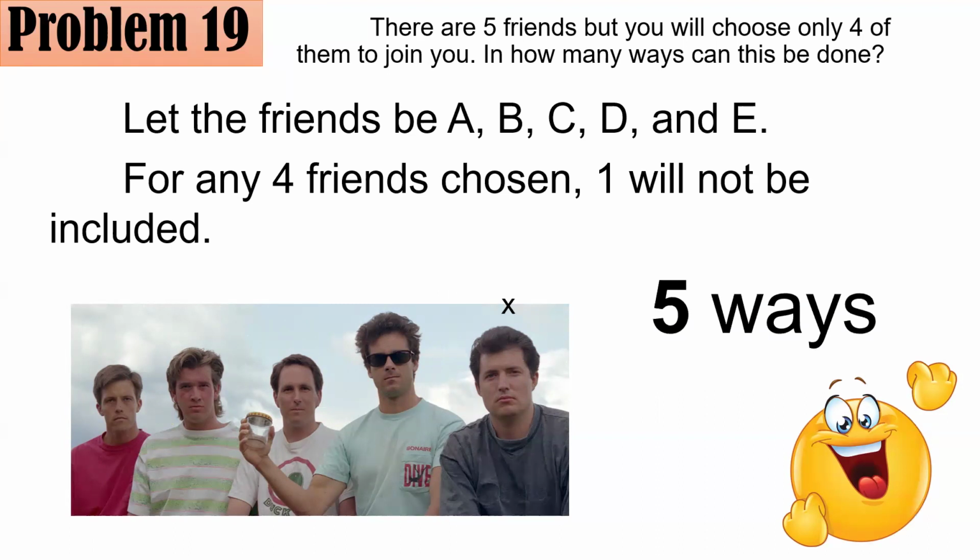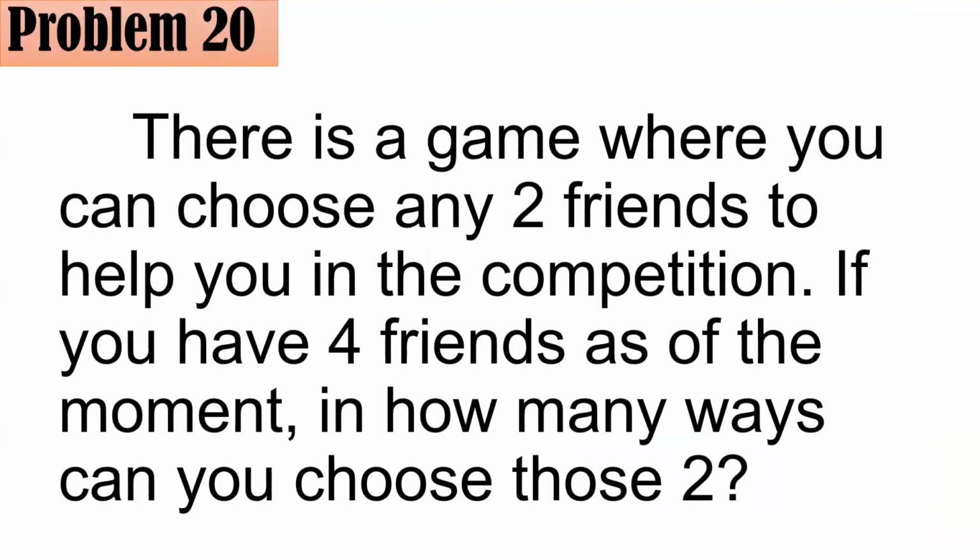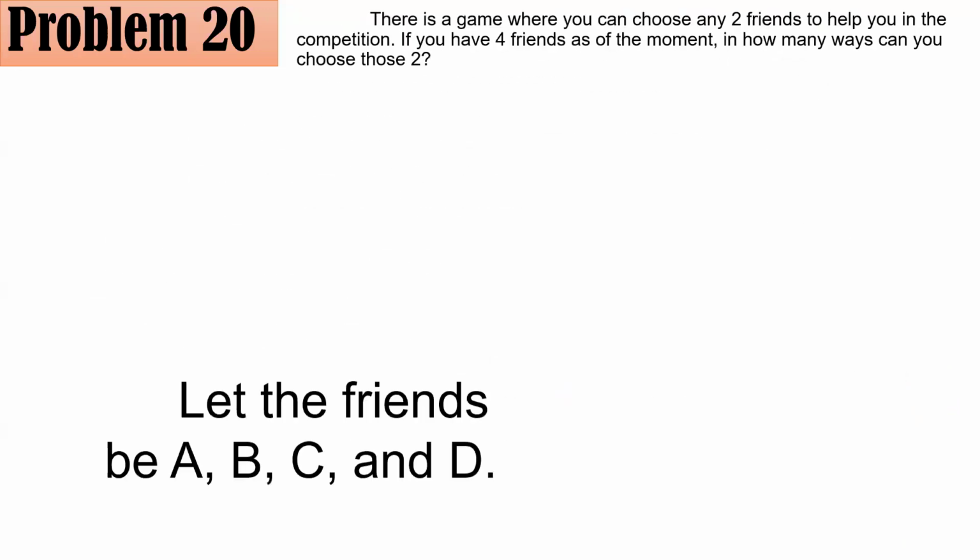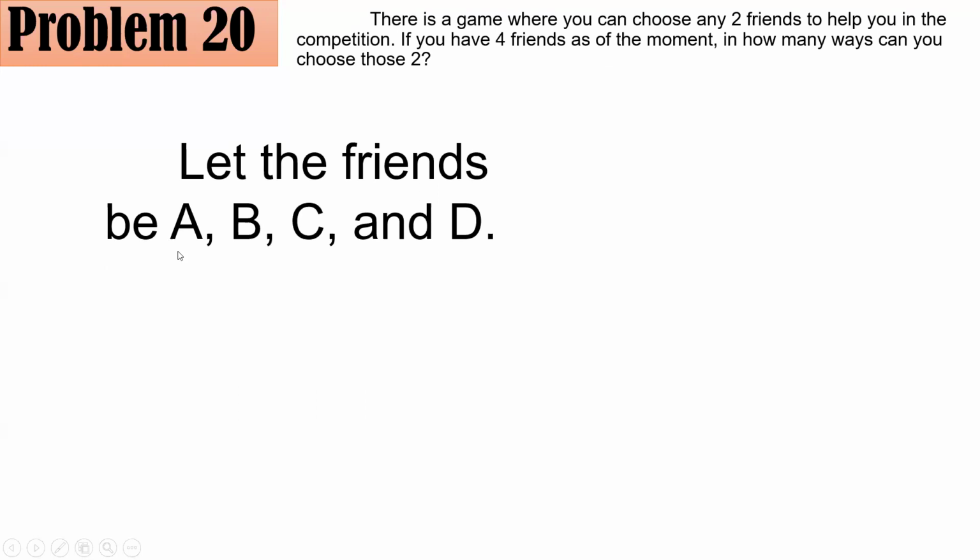All right. Number 20. There is a game where you can choose any two friends to help you in the competition. If you have four friends as of the moment, in how many ways can you choose those two out of four? What is important here is that as learners, you should be able to list them systematically. Let's say we don't know their names. Let's represent these four friends as A, B, C, and D, respectively. Or you could use any name or letter that you like to represent them.